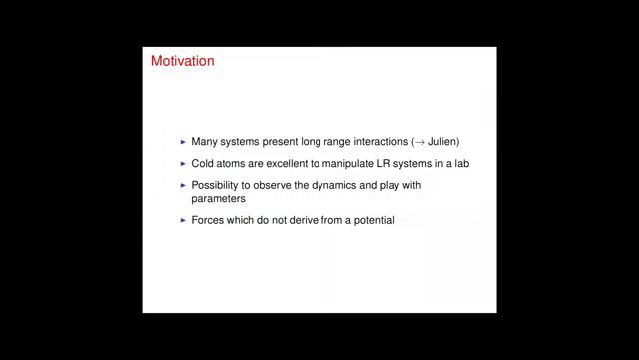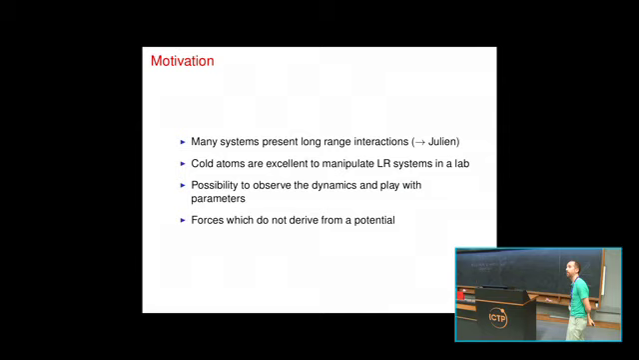So the motivation of doing that: everybody here is at a long-range conference, so I think we know the main motivations. There are many systems, as, for example, Julien explained, which present long-range interactions. And cold atoms are experimental systems which permit manipulating such long-range systems, doing experiments, playing with the parameters, and also looking at the dynamics. For example, when you look at galaxies, the timescales involved are very, very long, so you don't see the dynamics. Here you can see the dynamics.